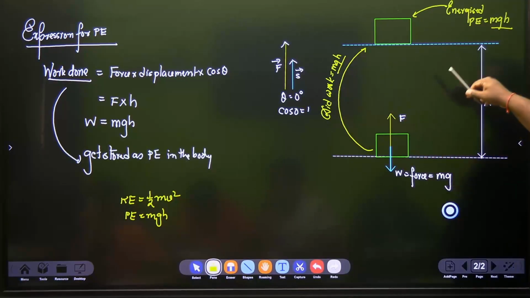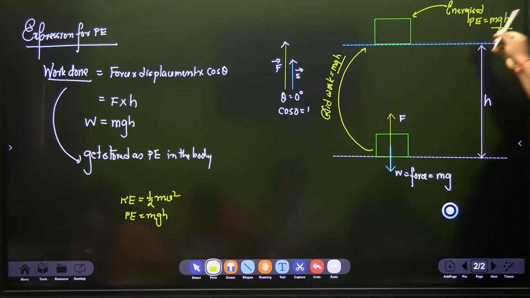More than that, I hope you have understood this. You did work and that got energized.